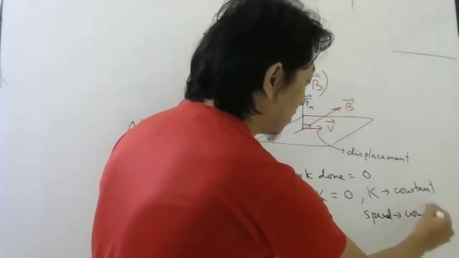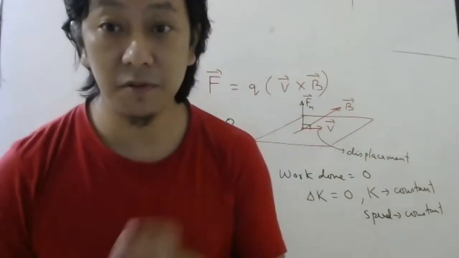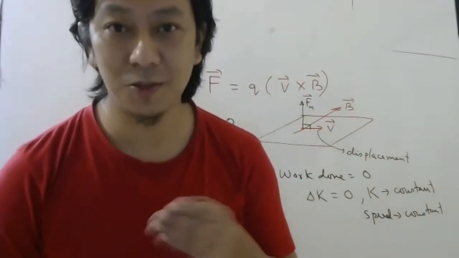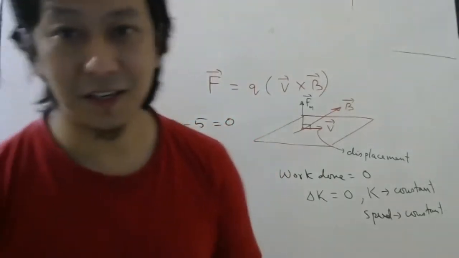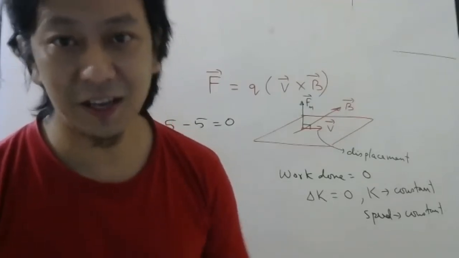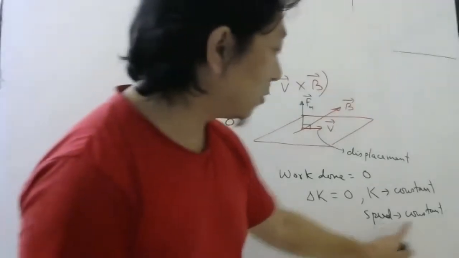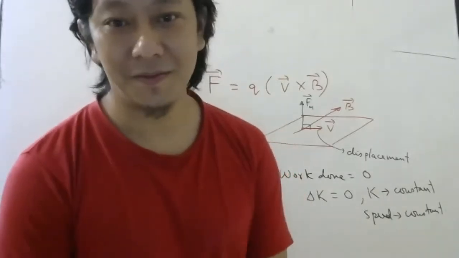Speed should be constant because kinetic energy is half m v square. Since it is v square, it is a scalar quantity. Kinetic energy cannot be a vector. Energies are always scalar quantities. So speed should be constant. So how can you increase the speed?